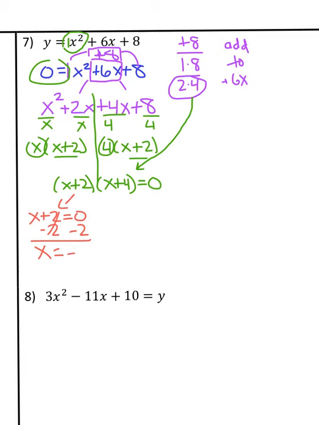X equals negative 2. And then I'm going to do the x plus 4 equal to 0. Subtract 4 from both sides. X equals negative 4. So my answer is x equals negative 4 and negative 2.